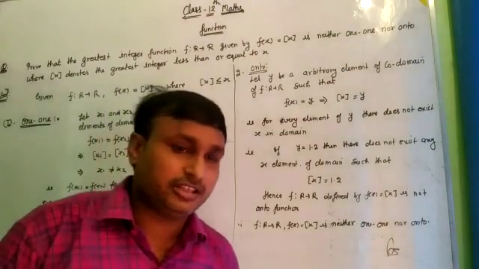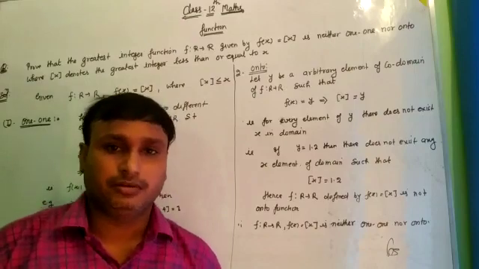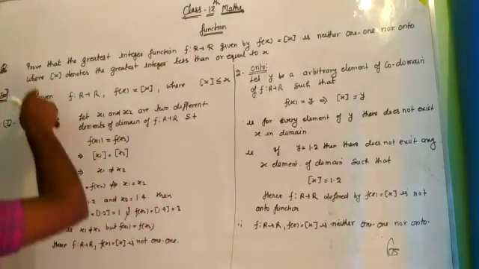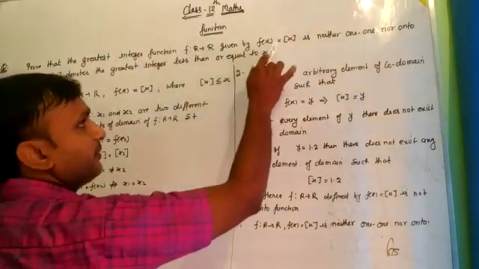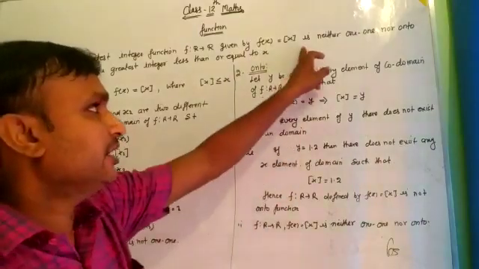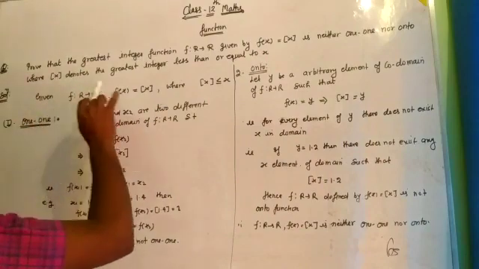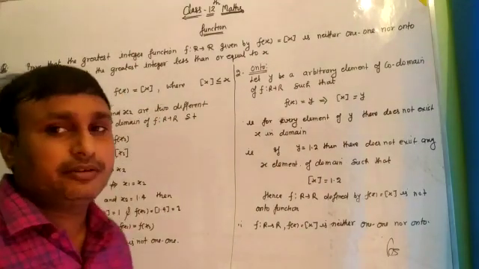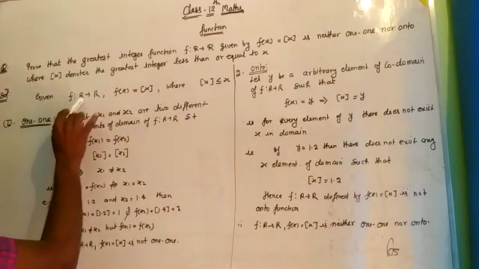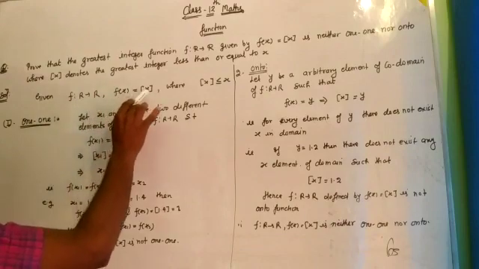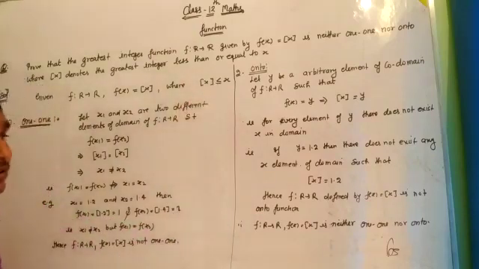Hello student, today I will discuss the next question, that is the greatest integer function defined from real number to real number. Prove that the greatest integer function f: R to R given by f(x) = [x] is neither one-one nor onto, where [x] denotes the greatest integer less than or equal to x. Solution: given f defined from R to R, f(x) = [x], where [x] is the greatest integer less than or equal to x.